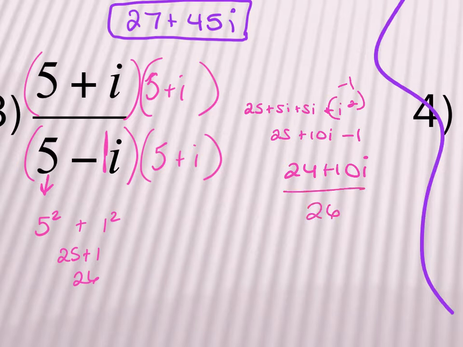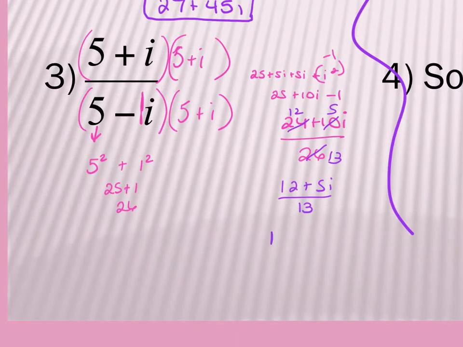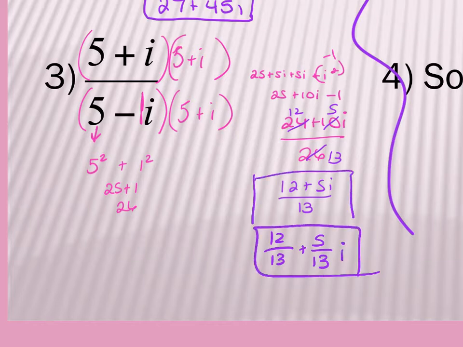Now this time all of that can get reduced. They're all divisible by 2. This would be 12, 5, and 13. So I do 12 plus 5i over 13. Or you can even split it: 12 over 13 plus 5 over 13 i. If it's open-ended, either one of those will work. If it's multiple choice, you'll only see one, obviously. Good so far? Yes, questions from home?